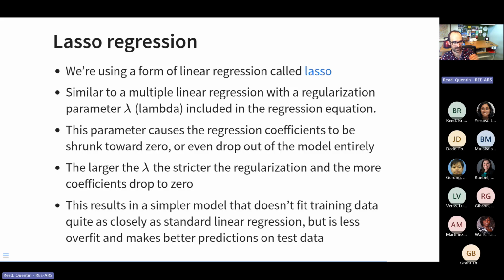So you want to balance between a model that is simple and doesn't fit the training data too closely, not as closely as a standard linear regression, so that it makes better predictions on the test data, but also isn't underfit. If there is signal in the data, we don't want to miss it. We want to find the lambda that hits the balance, just like we did every other time, except now we're doing regression and not classification.